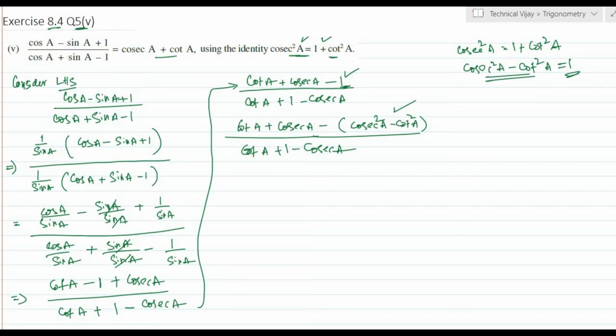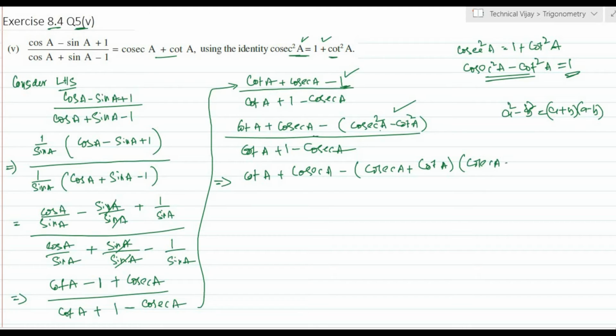Here you see A square minus B square. The A square minus B square formula can be written as A plus B into A minus B. So cot A plus cosecant A minus, here cosecant A plus cot A, and here cosecant A minus cot A. This is A plus B, A minus B. Now the denominator will be as it is, cot A plus 1 minus cosecant A.